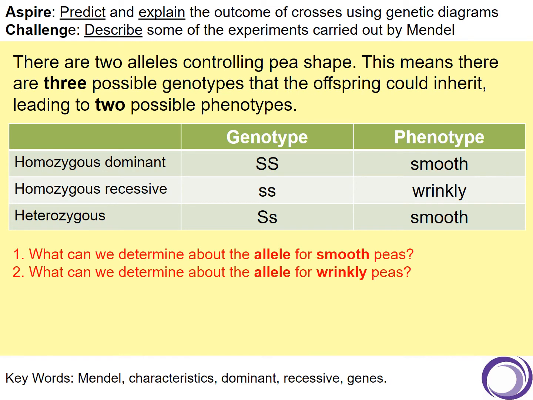Okay, brilliant. So, smooth peas would have to be dominant because they've got those two capital S's. Homozygous dominant, capital S, capital S. But also, when the individual is heterozygous, the phenotype is smooth, showing that the smooth allele only has to be present on one allele, because in heterozygous, the pea ends up being smooth. The wrinkly allele then must be recessive, represented with the small s, and you only get the phenotype wrinkly when both alleles are wrinkly, so small s.